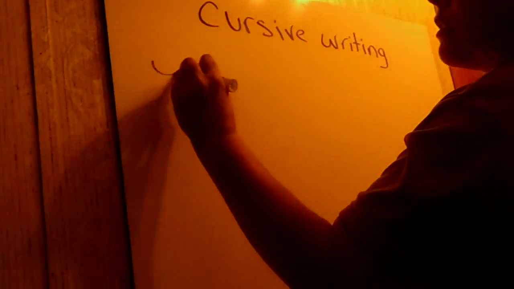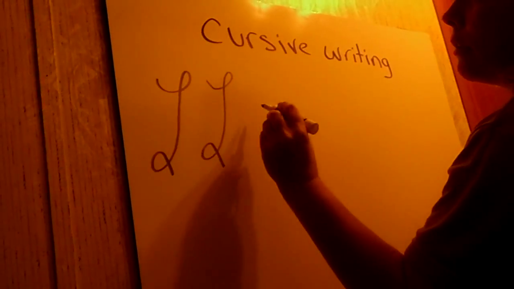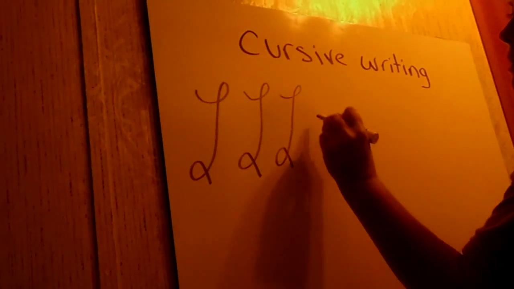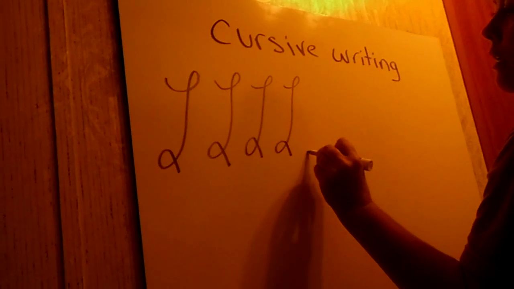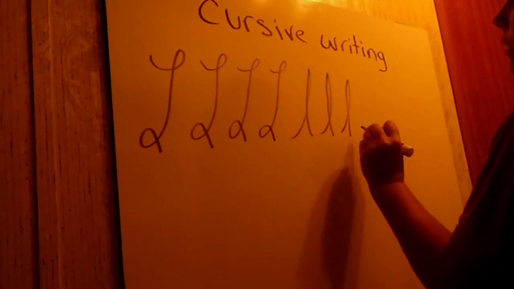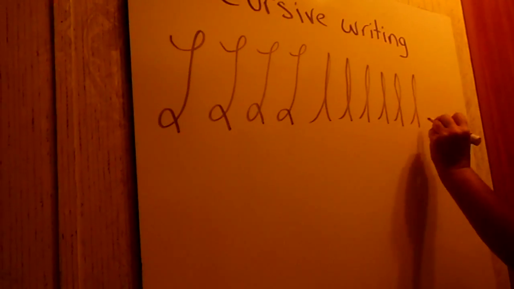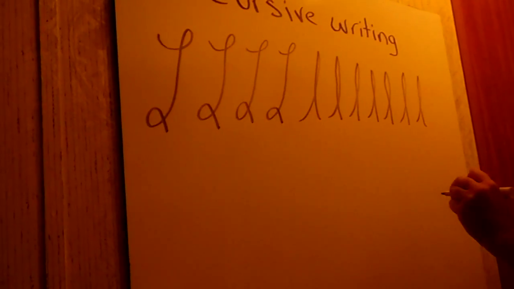L is loop over and down, loop up and down. Is your L's. And then your L's for lowercase is just looping up one loop. And make sure it's long loops so they don't look like a different letter.